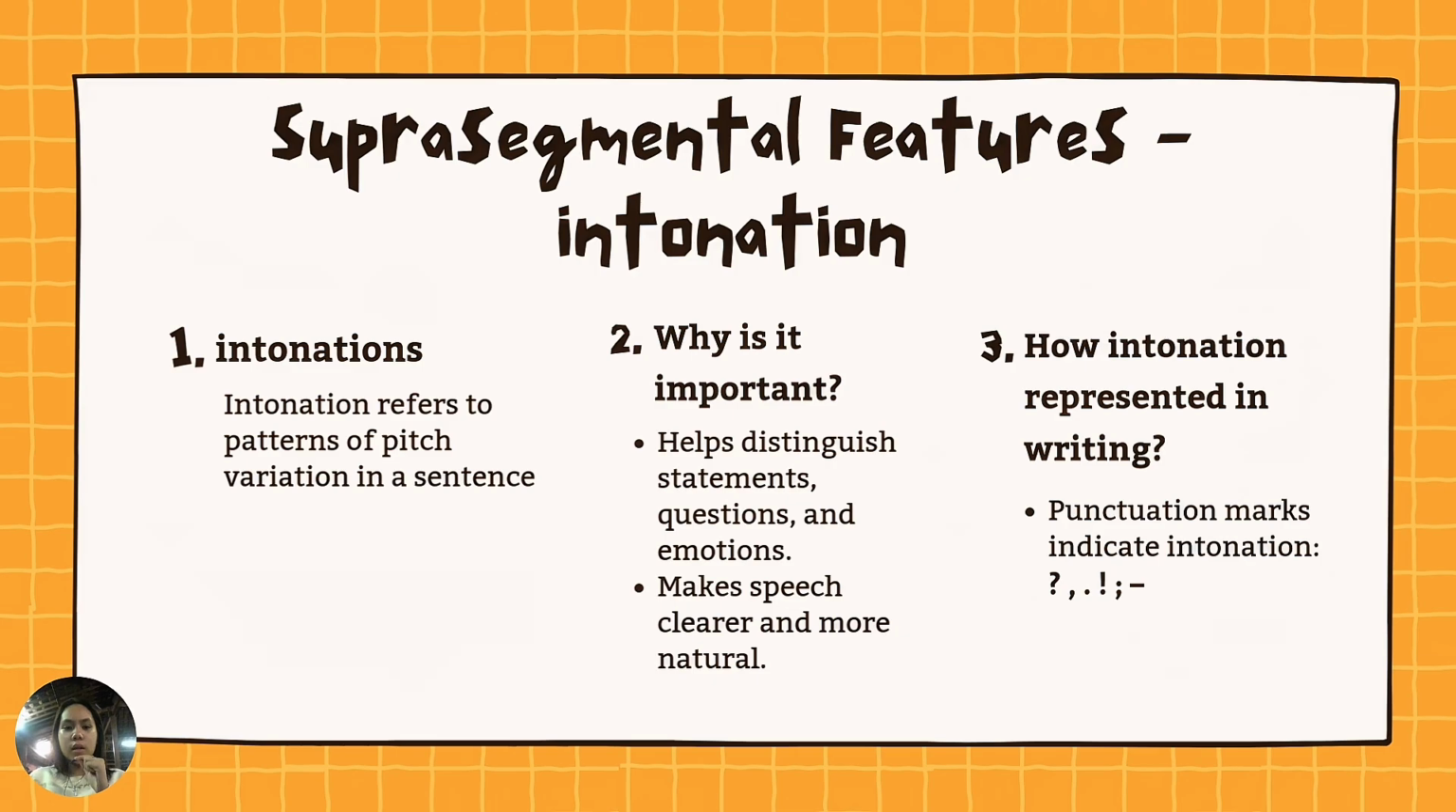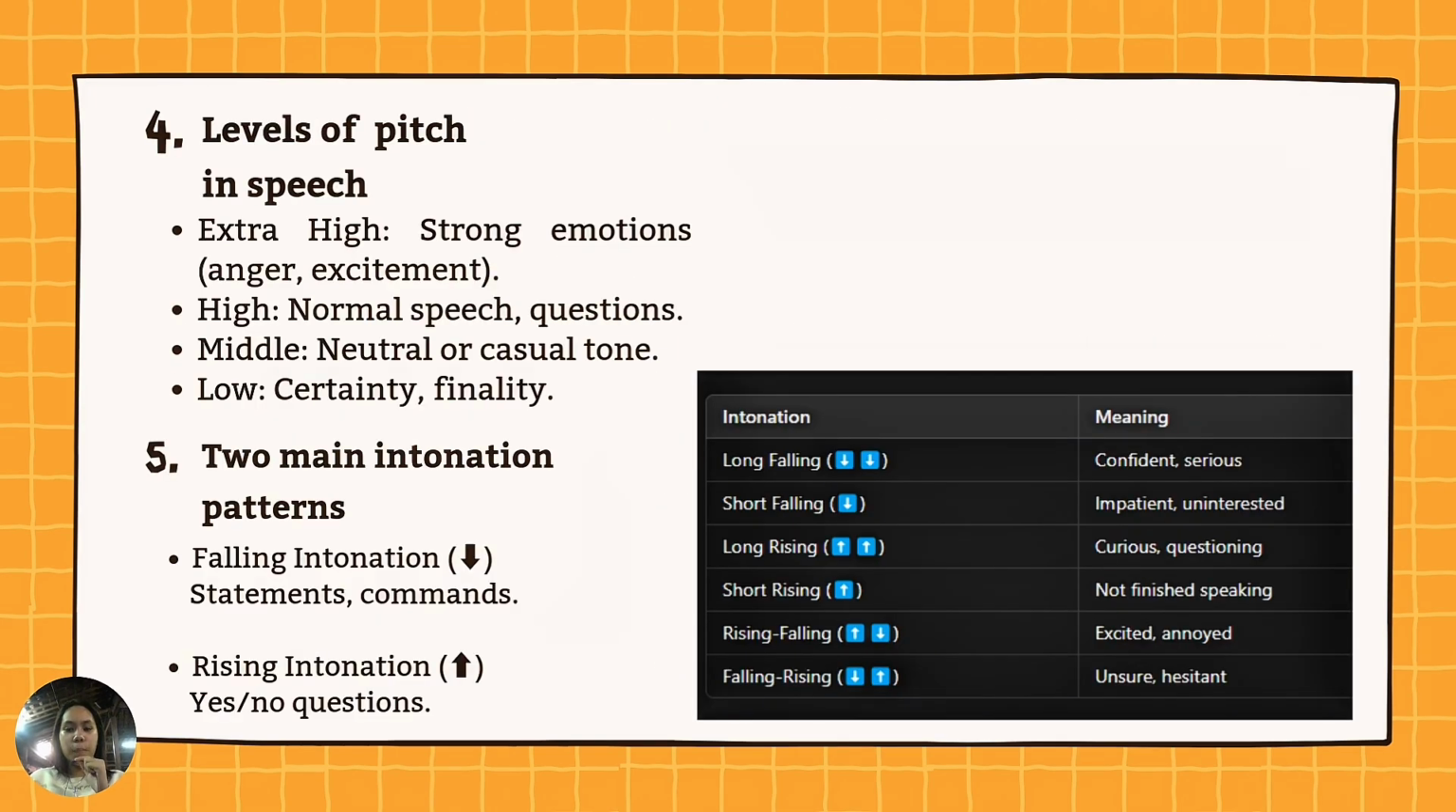And next is levels of speech. So, in speech, we use different pitch levels. Extra high pitch is used for strong emotion like excitement or anger, and then the high pitch is common in regular conversation and when asking questions. And next is the middle level. It's usually used for natural or casual talk. And the last one is low pitch, which often signals certainty or the end of a statement.